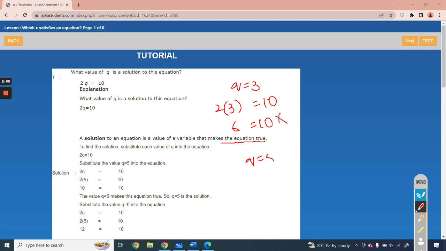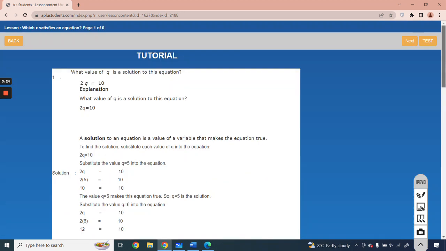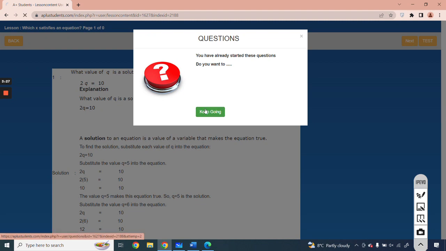Let's take another value. q equals 5. Replace q with 5. It is 2 times 5, and 2 times 5 is 10. See, now both sides of the equation are the same. That means the solution of the equation is q equals 5. When q equals 5, it satisfies the equation. So the correct option is 5. Basically, the solution is the one that makes the equation true. Let's start with the test questions.